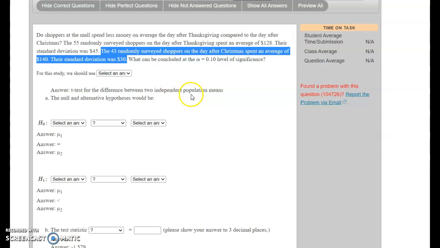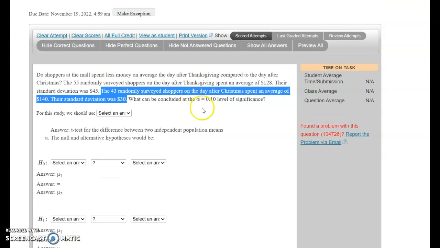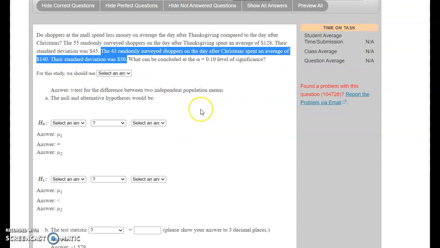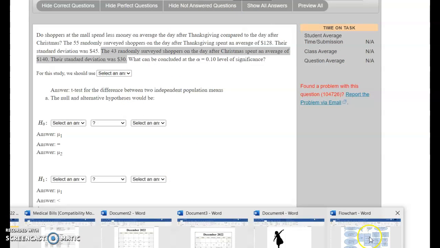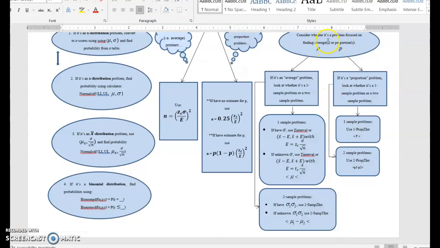Okay, I'm going to be running out of time. I'm limited by how long I can make these videos. But hopefully that gives you an idea of the mindset of how to approach these problems. This flow chart is kind of how I would recommend thinking about it. First decide, is it average or is it a proportion? And if it is an average problem, you have to decide between Z or T, and that's completely dependent on standard deviation, okay?